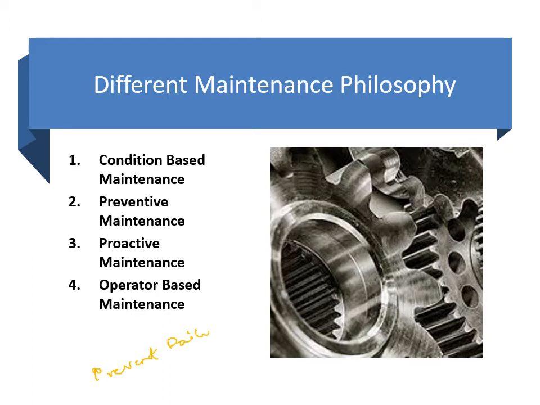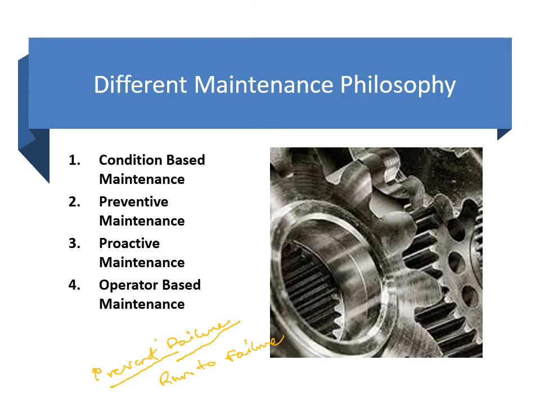One is prevent failure, and second is run to failure. Prevent failure means you want to prevent the failure in the first place. You don't want to have failure, so all the tasks you do are to prevent the failures. And the second one is run to failure, which means you are allowing the machine to fail, and when the failure occurs, you do the maintenance.